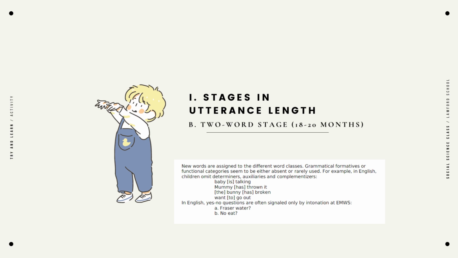New words are assigned to the different word classes. Grammatical formatives or functional categories seem to be either absent or rarely used. For example, in English, children omit determiners, auxiliaries, and complementizers. For example, baby talking, mommy thrown it, bunny broken, want go out. And yes or no questions are often signaled only by the use of intonation at EMWS. Fraser, water? No, eat?